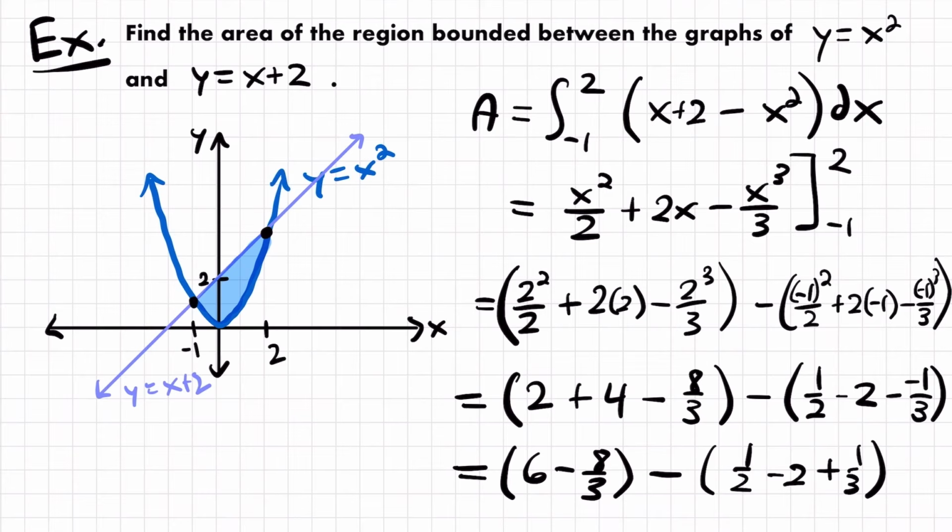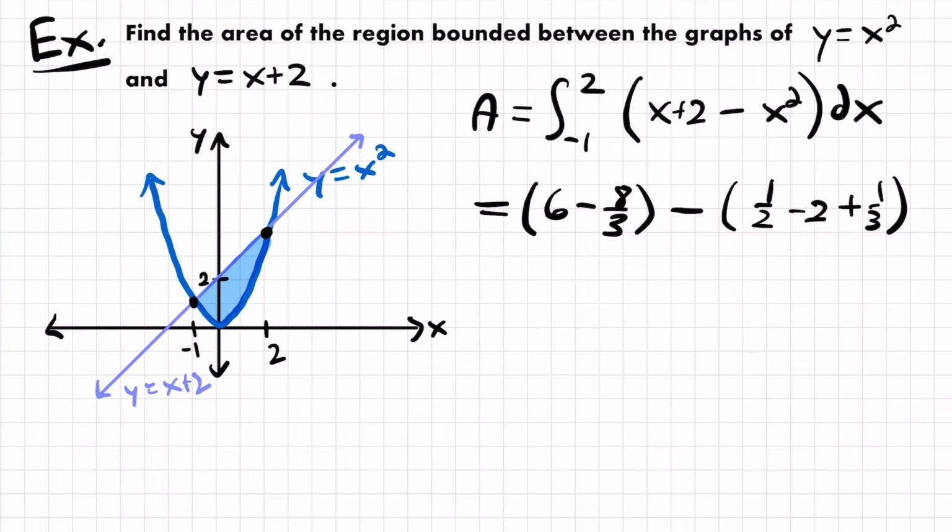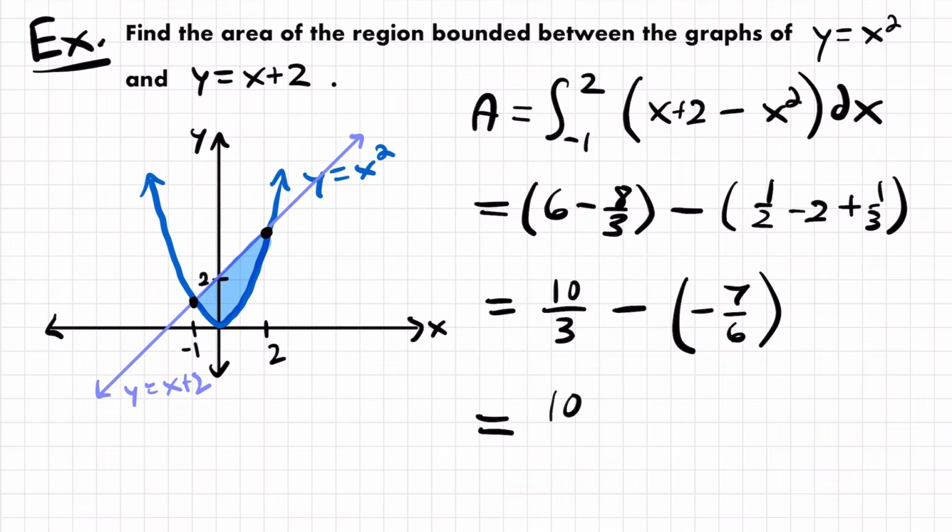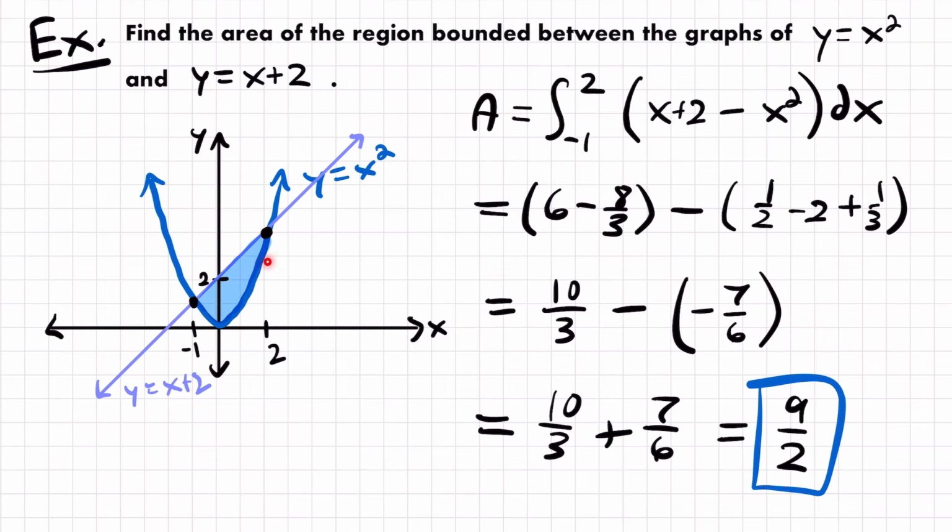And so if we clean up our work, we can simplify again, and this will be equal to 6 minus 8 thirds, and that's going to be equal to 10 thirds. And then we will subtract 1/2 minus 2 plus 1/3. That is going to be equal to -7/6. And so then this negative and this negative will cancel out to be positive. And so this will be equal to 10 thirds plus 7/6, which is equal to 9/2. And so that is the area of this region between these two functions.